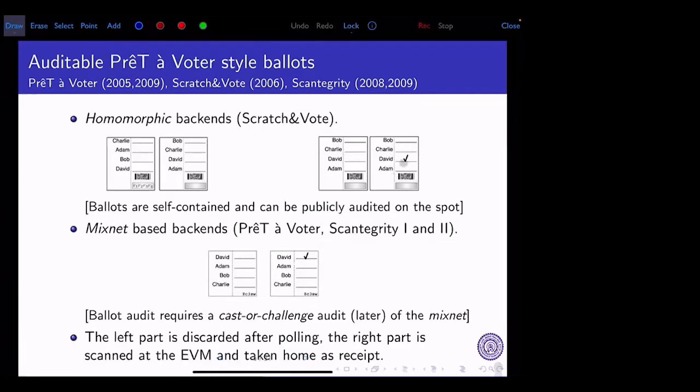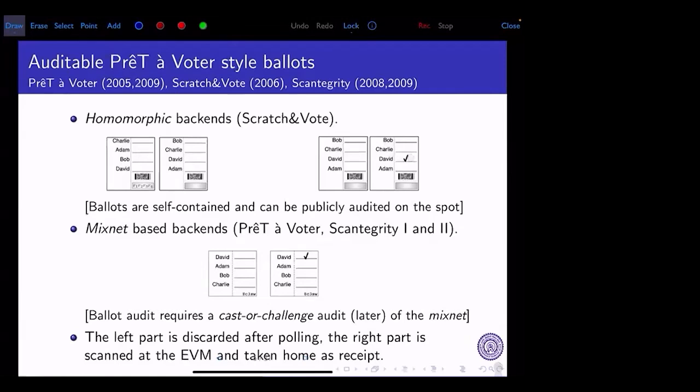You go into the polling booth, put your tick mark and discard the left half. This ballot, of course, has to be a covered ballot. Then you go out of the polling booth and give the right half to an election officer who puts it in a scanner. So the right half is scanned. Note that from the right half, the polling officer or nobody can determine who you voted for, because all they know is that you voted in the third position or the second position. Since the left half is gone, this is perfectly safe.